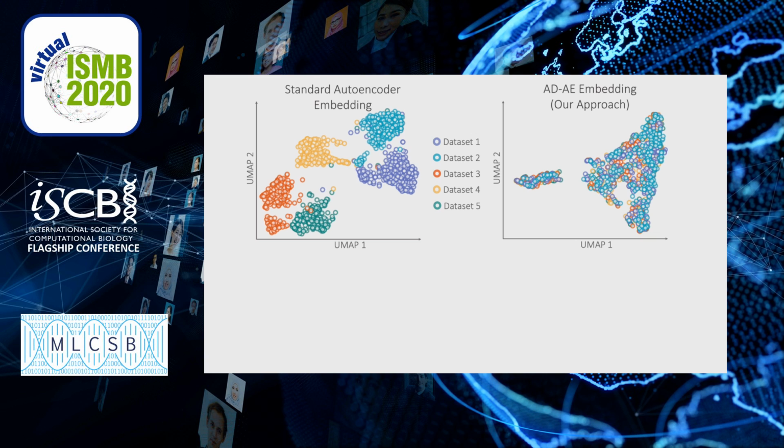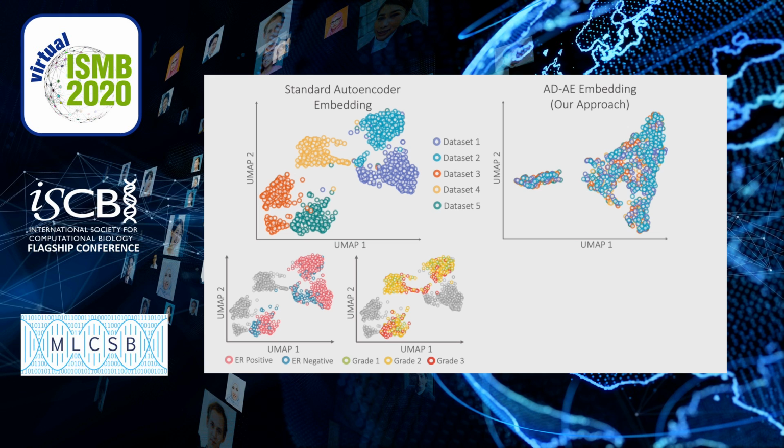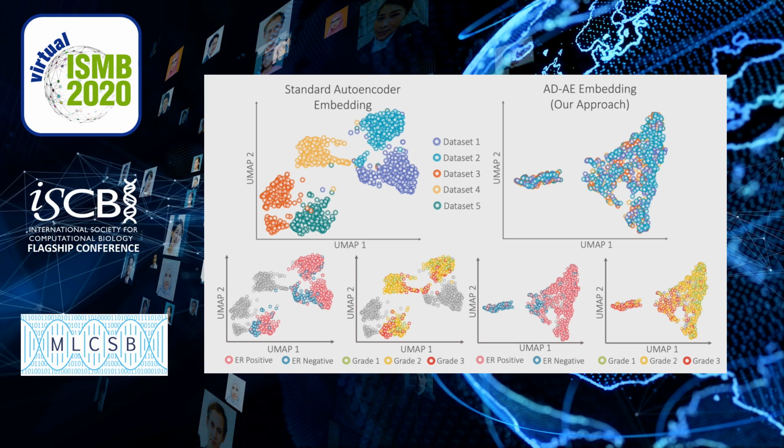But more interestingly, we tried coloring this UMAP plot by different biological variables of interest. We tried estrogen receptor status and cancer grades, which are important phenotypes for determining cancer treatment. For the autoencoder embedding, the samples are not very clearly differentiated by the phenotype labels, while ADAE can clearly separate these samples by both phenotypes, again showing us how confounder signals might sometimes overshadow biological signals, and once removed, it can help us learn more meaningful patterns.